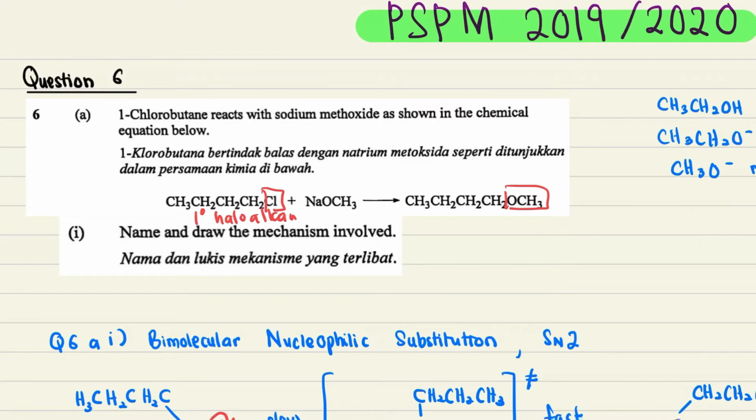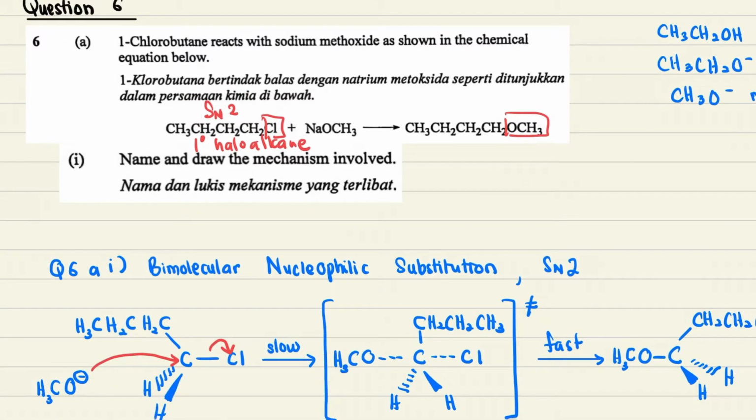Berdasarkan table yang saya bagi dalam notes kamu, kalau primary haloalkane, that means usually it will undergo SN2 mechanism. Usually that means ada case di mana dia SN1. So that one pun boleh refer back to nota case yang macam mana yang SN1. Dalam ni SN2 sebab dia tak ada masalah, steric effect tu tak ada masalah. So the name of the mechanism adalah bimolecular nucleophilic substitution.